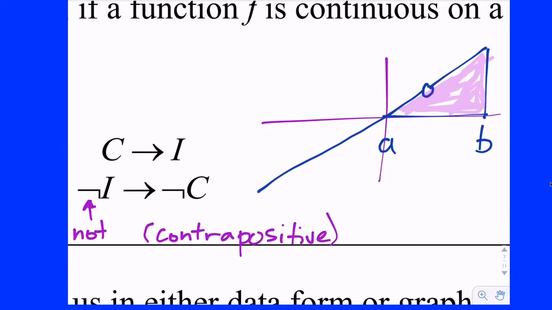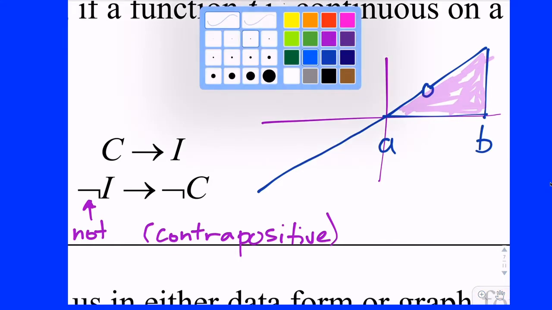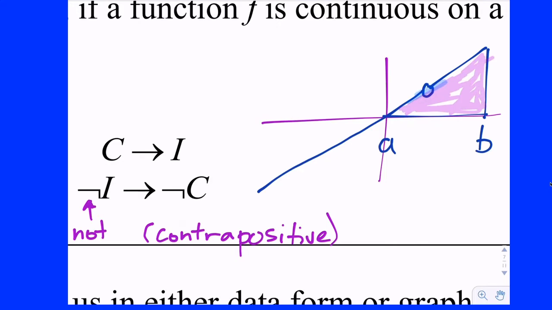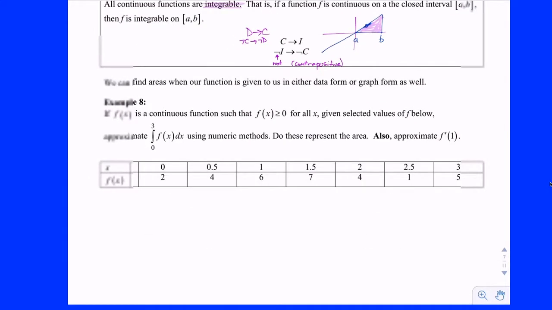But here's what we know. We know that if it's not integrable, then it's not going to be continuous. And if it is continuous for sure, if that hole wasn't there, then there's really no problem at all in finding the integral. Okay, so that's what that means.